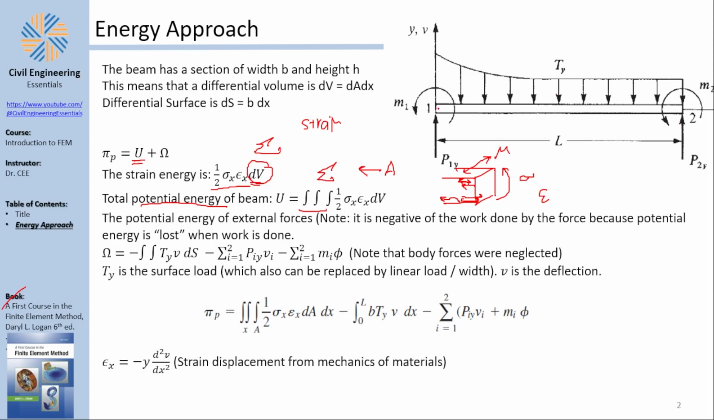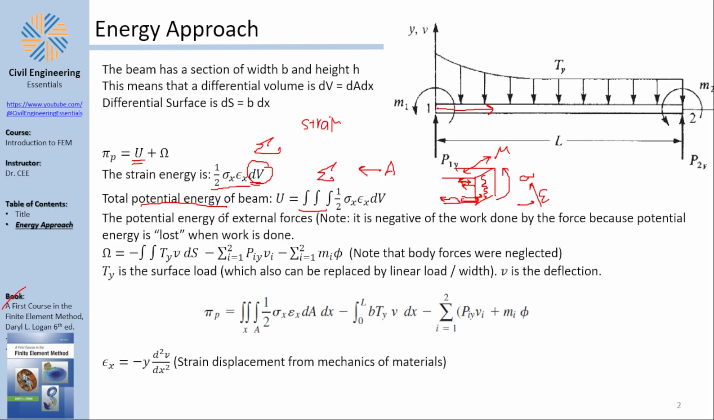Like if you walk through the length of the beam, the strain energy changes because the moment changes. And if you walk through the cross section of the beam, the strain energy changes because the epsilon and subsequently the sigma is changing. Something that we should keep in mind.